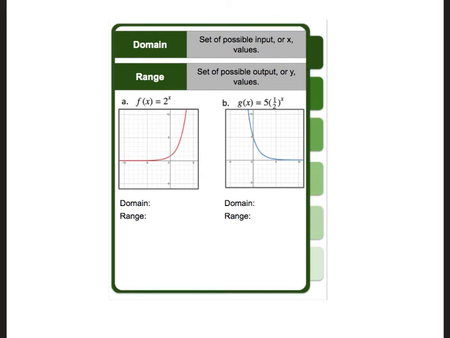All right, for this video, we're talking about the domain and range of our exponential functions. Your domain is a set of possible input or x values, and your range is a set of possible output or y values. Essentially, what you're looking at is how big and small are your x's, how big and small are your y's. I'm going to go ahead and do the next example.